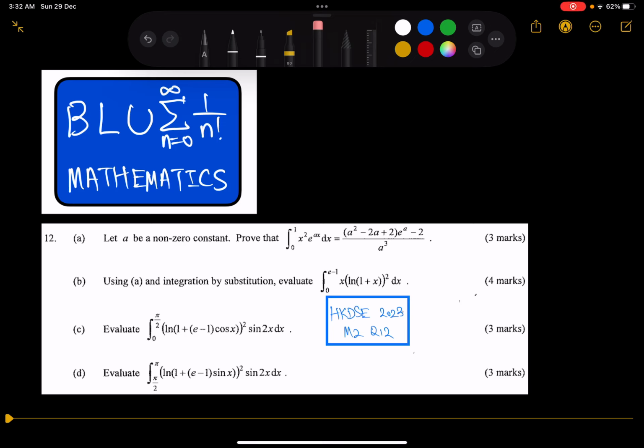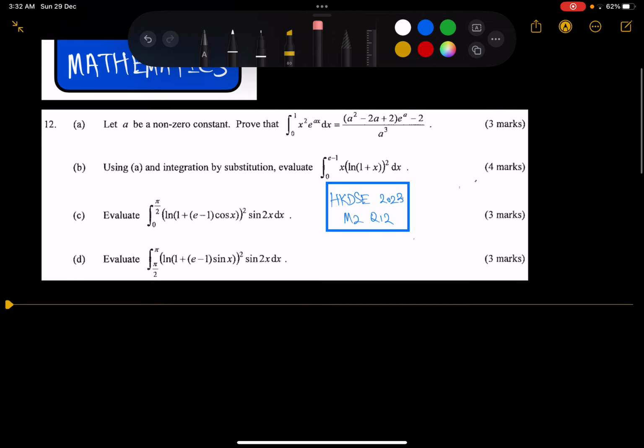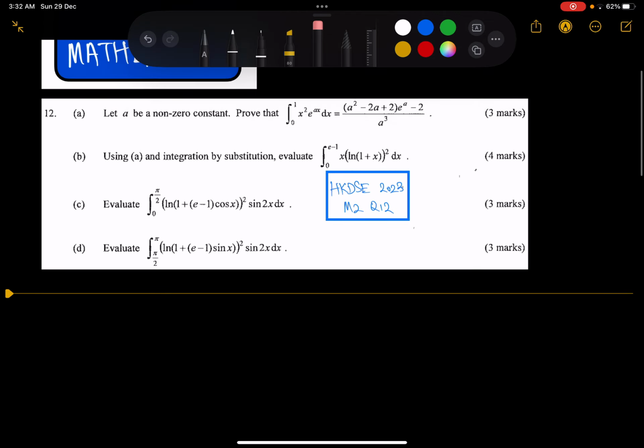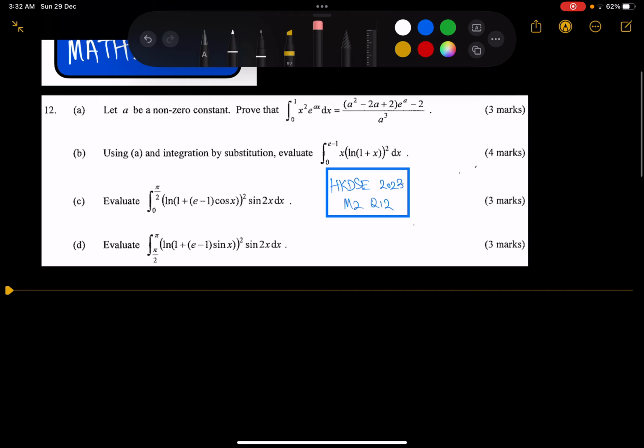Okay, so today we're tackling this integration question from the Hong Kong exams, and this one's frankly really straightforward and simple. So let's try to do it. In part A, it's just integration by parts. There's nothing else to say really. So we have this is equal to that.